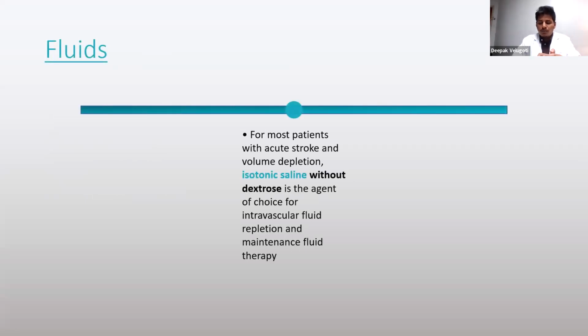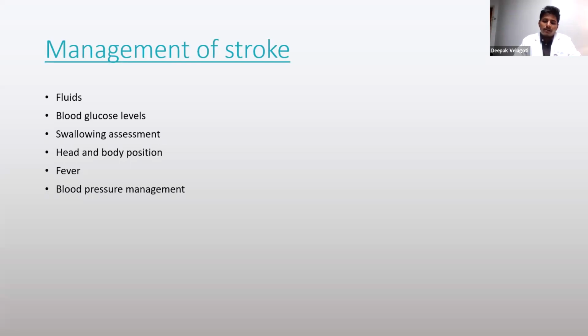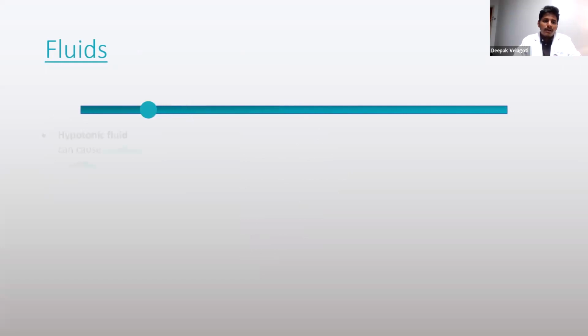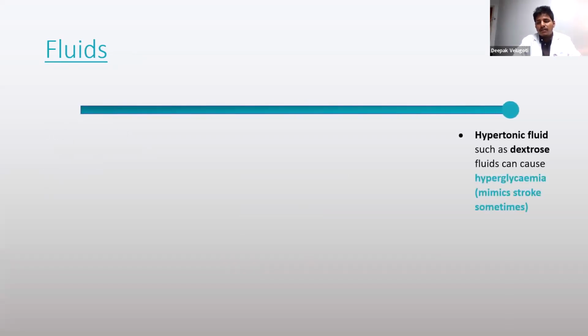Coming to the fluids, most patients that had stroke are associated with dehydration and volume depletion. So we have to administer isotonic saline without dextrose, which is the choice of intravenous fluid for repletion and the maintenance therapy. Fluids which are hypotonic and hypertonic are contraindicated because the patient can develop cerebral edema with the hypotonic fluids, and hypertonic fluid such as dextrose can cause hyperglycemia. Sometimes it can mimic stroke.